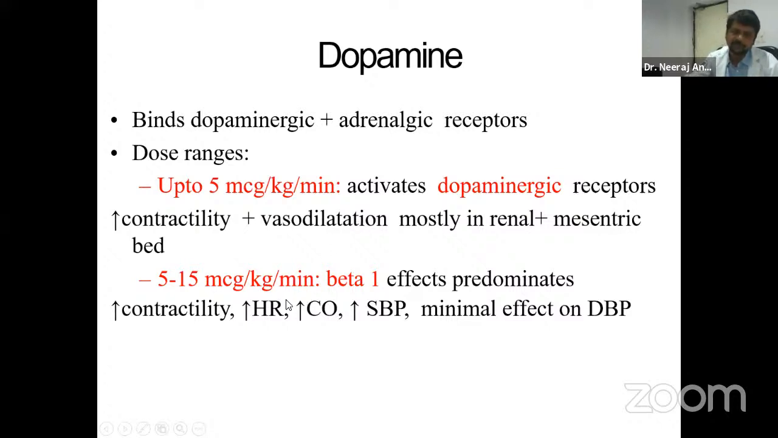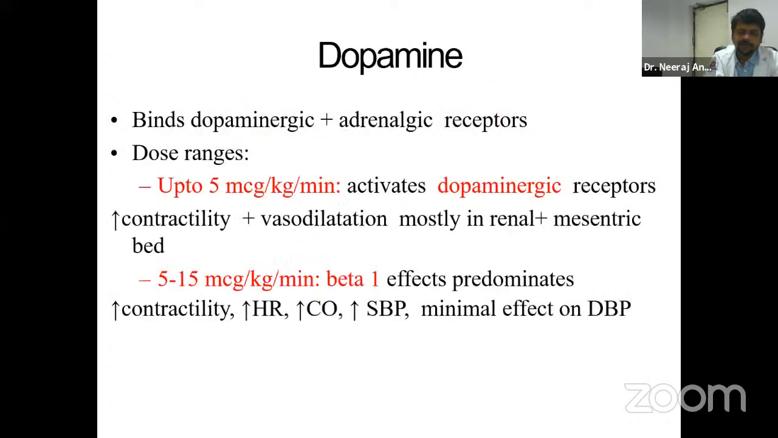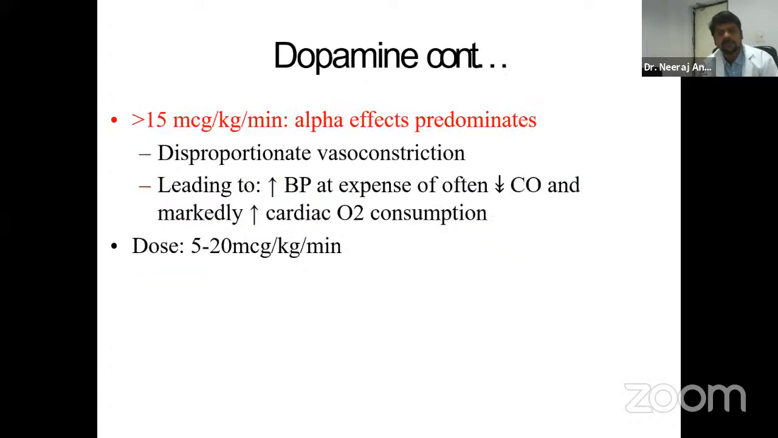At 5 to 15 microgram per kg per minute, beta-1 effect predominates, which leads to increase in cardiac contractility, increase in heart rate, ultimately leading to increased cardiac output and systolic blood pressure, with minimal effect on diastolic blood pressure. So in routine practice, we use dopamine at this dose of 5 to 15 microgram per kg per minute only.